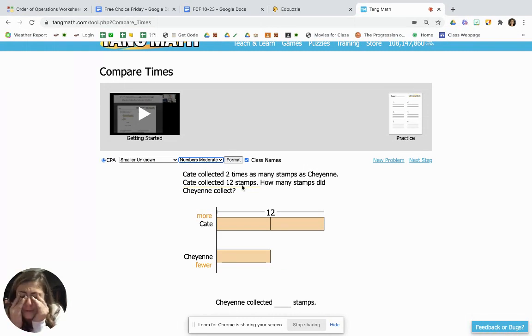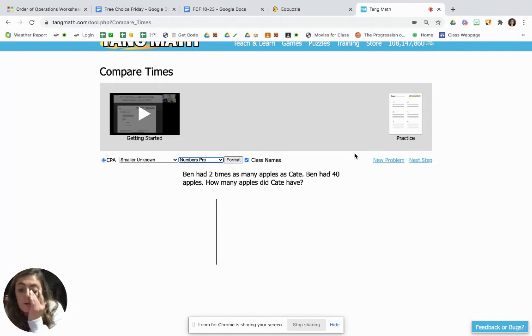But we're splitting that between 2 boxes. So that would be 6 in each box, right? Because 12 divided by 2 is 6, which means that Cheyenne collected 6 stamps. And we can check that math by doing 6 times 2, because it says here Kate collected 2 times as many as Cheyenne. So 2 times 6 is 12. So yeah, Kate collected 12. We're good to go. Let's do one more.